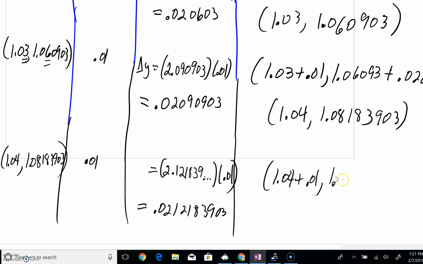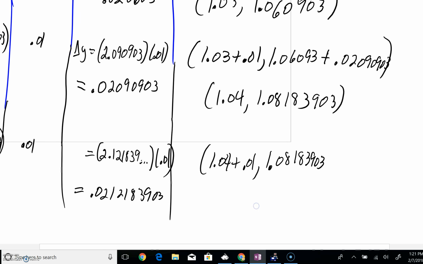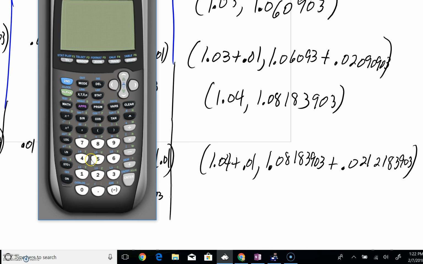Our original was 1.0818390. Something like that, and then we're adding to that 0.0212183903. My goodness. Well, it's just going to be a matter of patience to get this thing up here. If we had that, evidently we had that 0.02 form right there. We're going to add that to 1.08183.